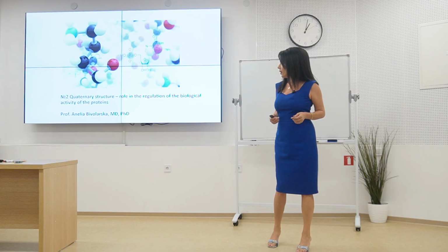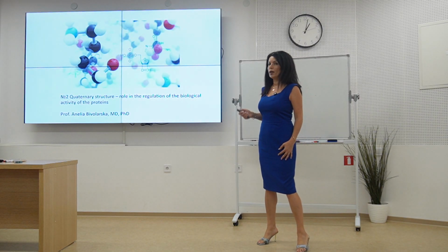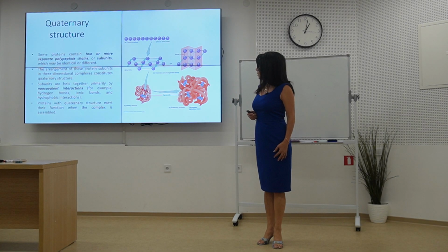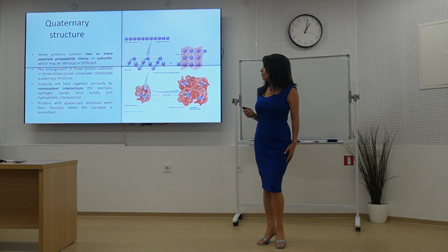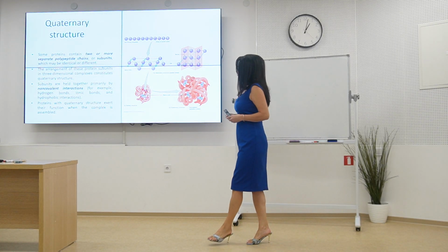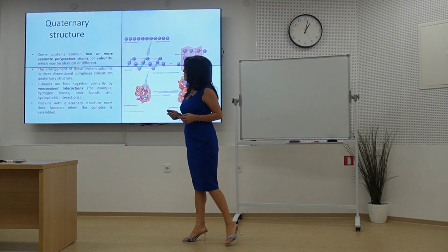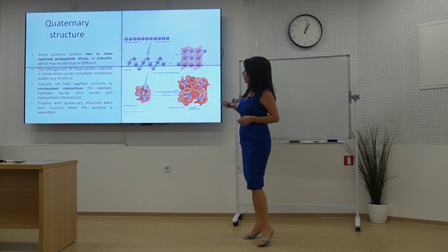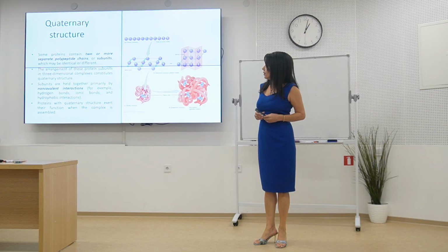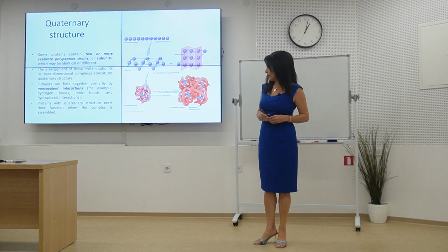The topic for today will be quaternary structure and isoelectric point. Let's start with the definition. What is a quaternary structure? Some proteins contain two or more polypeptide chains that are called subunits, and which may be identical or different.